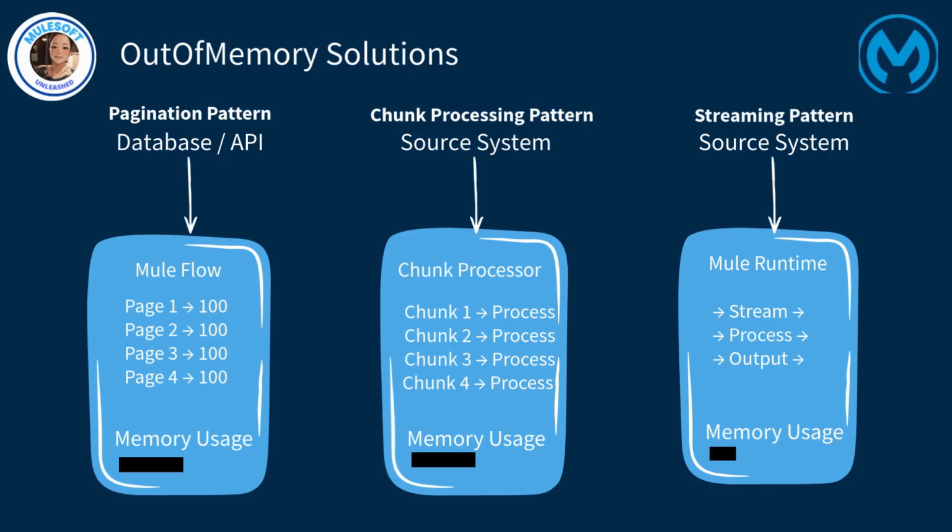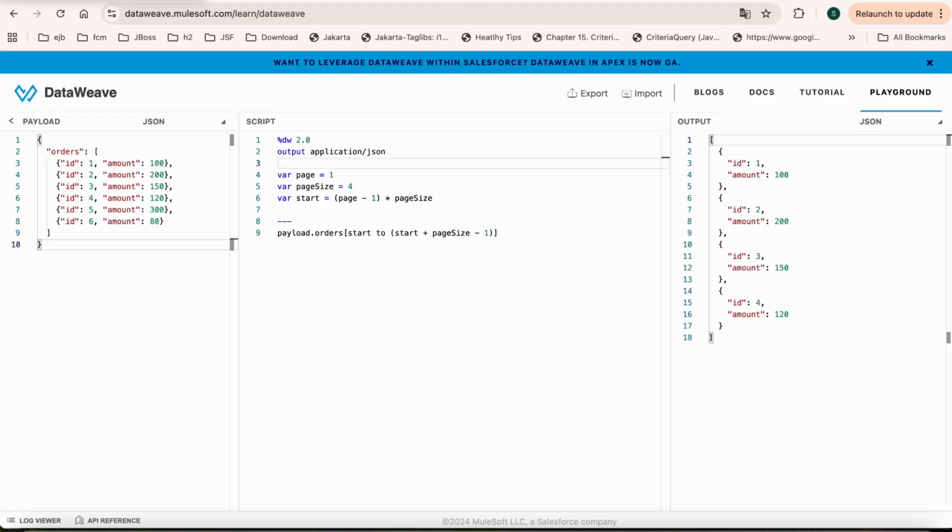Let's start with a simple pagination example in DataWeave. In this script, we first define the DataWeave header and set the output format to JSON. Next, we define a variable called page, which represents the current page number requested by the client. Then we define page size, which determines how many records should be returned per page. Using these values, we calculate the starting index using the formula (page - 1) * pageSize. This calculation helps us determine where the requested page begins in the array.